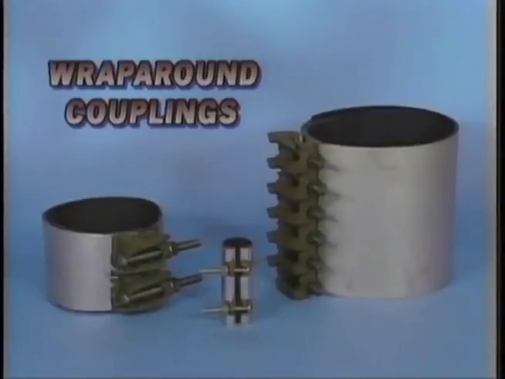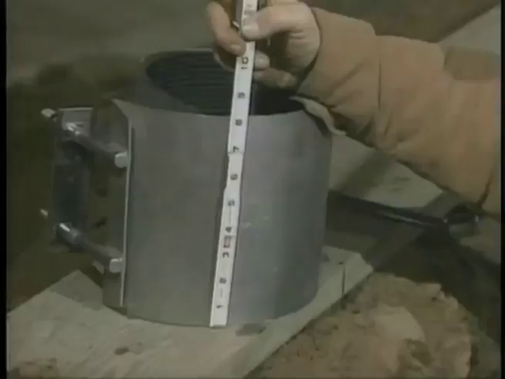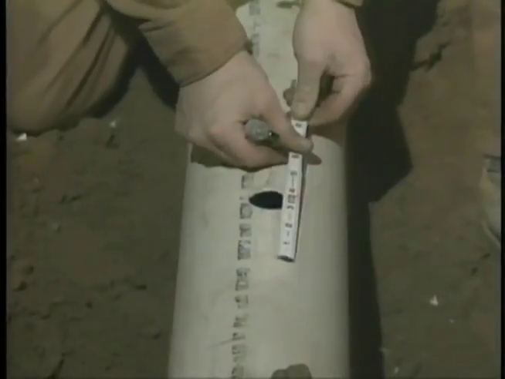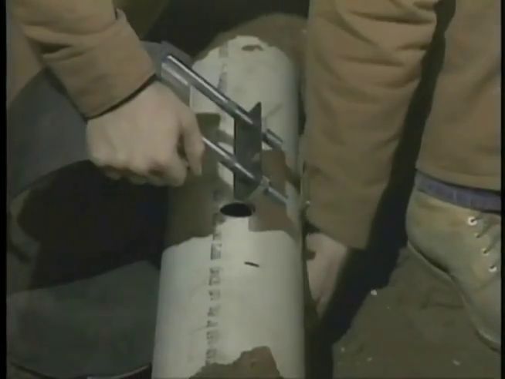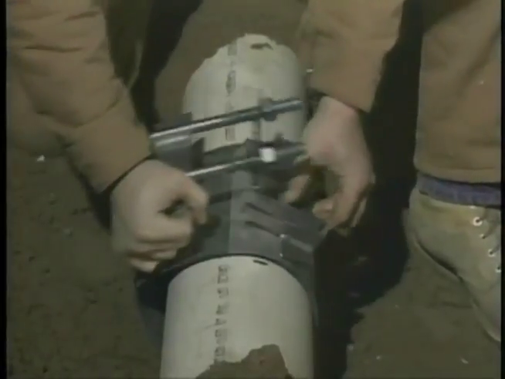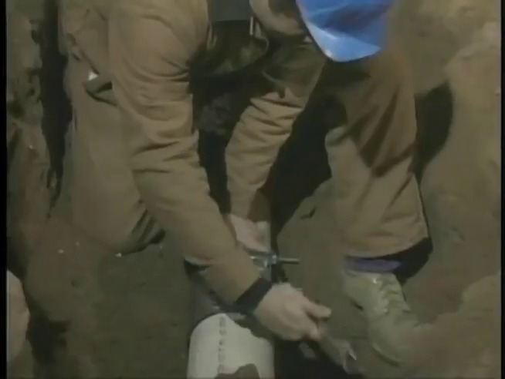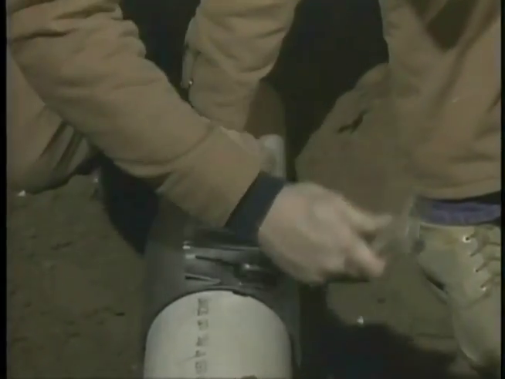Wraparound couplings are used on ductile iron, PVC, and cast iron pipe. Thoroughly clean the area to be repaired. Measure the coupler and mark the pipe for correct positioning. Open the wraparound, slide around the pipe, and position at the mark. This will center the coupler over the repair. Tighten the bolts evenly to the final torque.